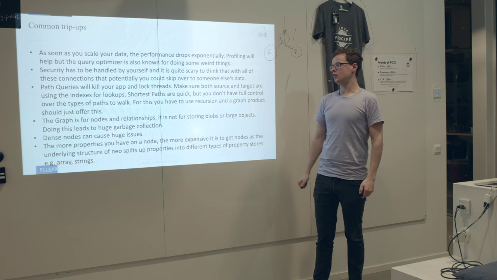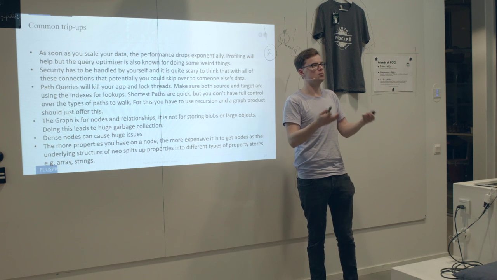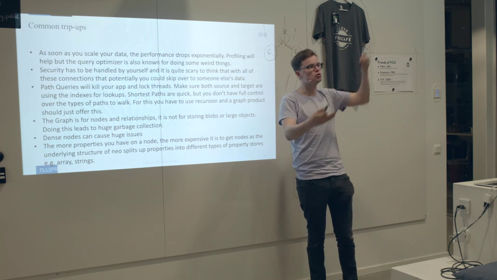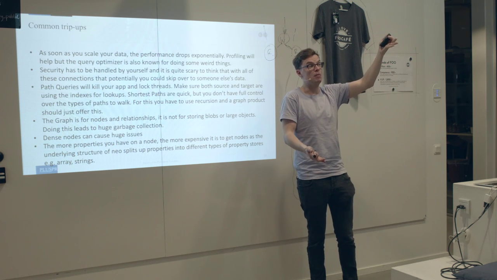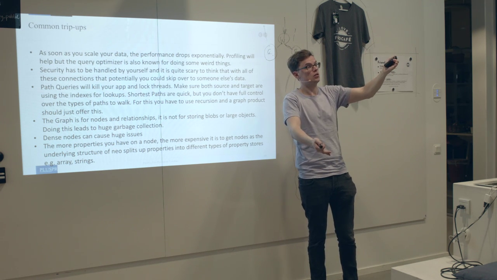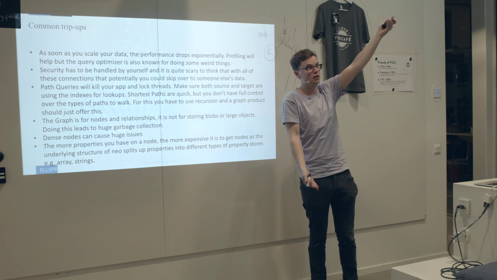And like I said before, the graph is for nodes and relationships. Don't treat it like anything else, like a blob store. Don't put properties with huge JSON blobs in it. It's going to die, mainly on deserialization and serialization. So when it goes to read and write out of the graph, it's got so much more to unravel.